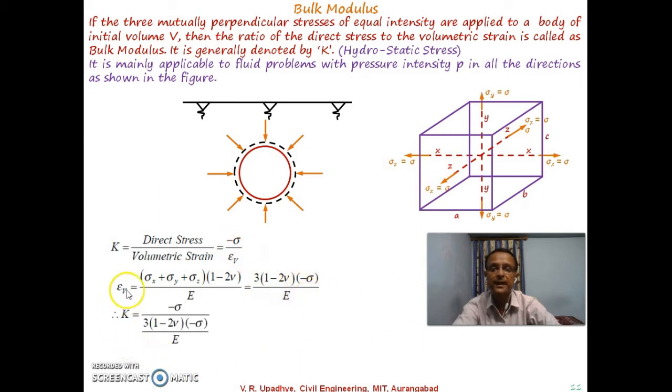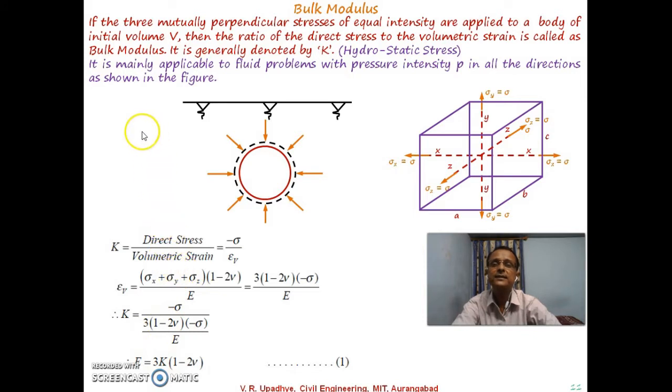So this K then becomes sigma divided by epsilon V, where epsilon V is 3 sigma, 1 minus 2 mu, divided by capital E. If we rewrite this, this sigma and this sigma get cancelled, and if we write this E over here and take the part 3 into 1 minus 2 mu to this side, we get the equation E equals 3K multiplied by 1 minus 2 mu. This K is called the bulk modulus.